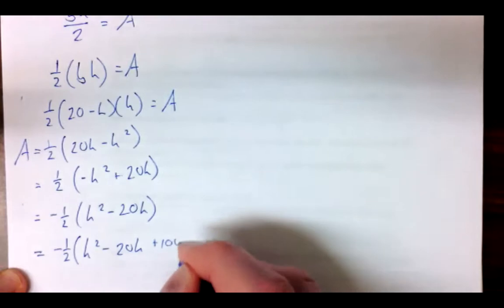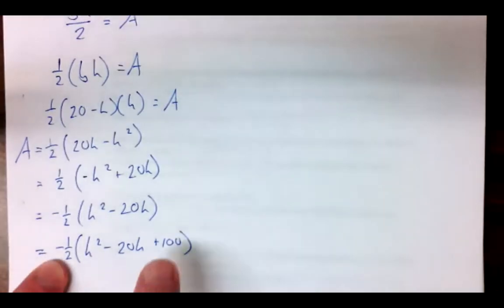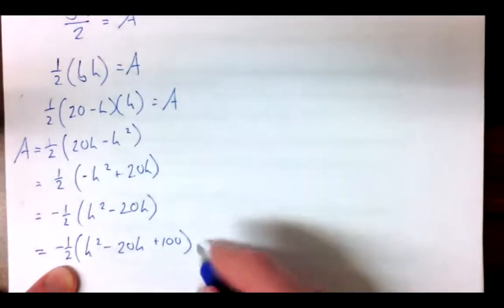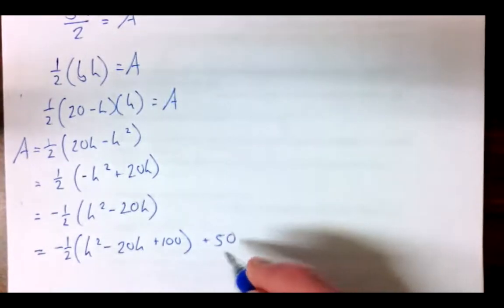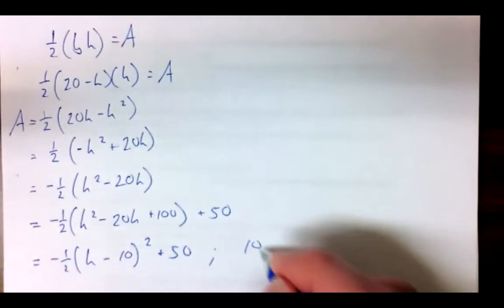So I'm going to complete the square. Negative 20 divided by 2 is -10. Negative 10 squared is positive 100. Negative 1/2 times 100 is -50, so I have to add 50. Negative 1/2 (H minus 10) squared plus 50. Our vertex is now (10, 50).